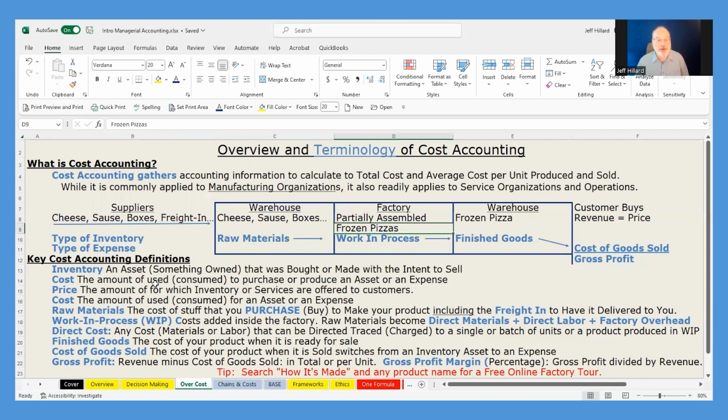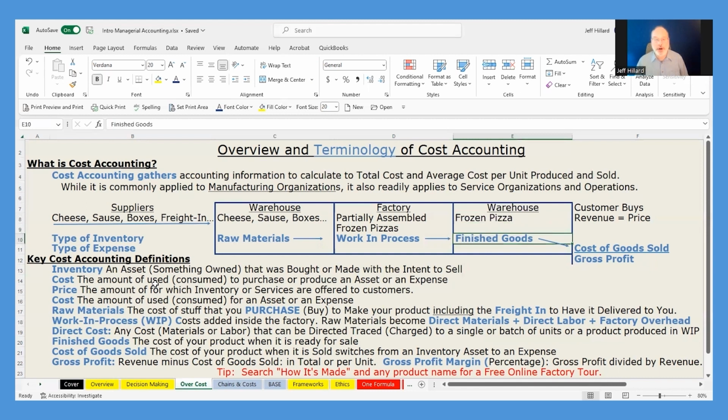Partially assembled frozen pizzas are called work in process. This is the second new type of inventory. We have raw materials. Work in process is just like what it sounds: work that is in the process of being completed. Everything inside the factory, when the frozen pizzas are all done, we're going to move them to the third type of inventory. This would be now frozen boxed pizzas. We're going to call that finished goods.